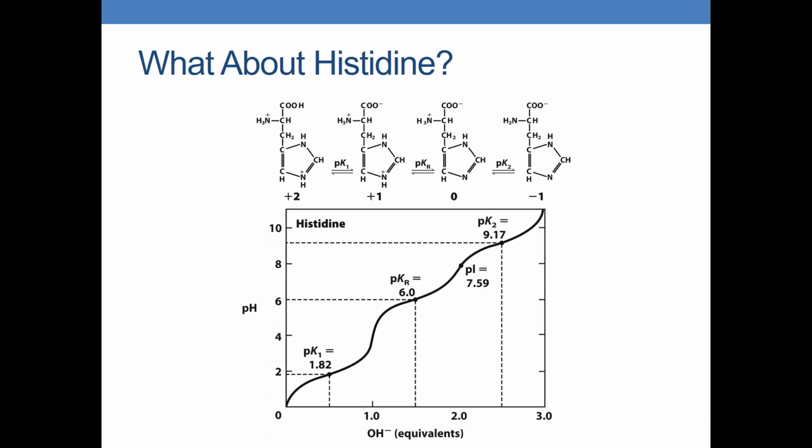Now I can easily calculate the PI, the isoelectric point, at this stage, because I know the pKa of the events that lead to the neutral species and away from it. So the average of my pKr, my side chain pKa, and my pKa for my alpha amino group, the average of 6 and 9.17, gives me a value of 7.59. So 7.59 is our isoelectric point here.